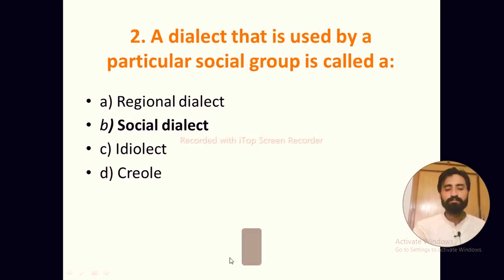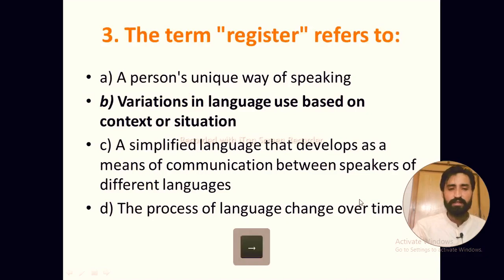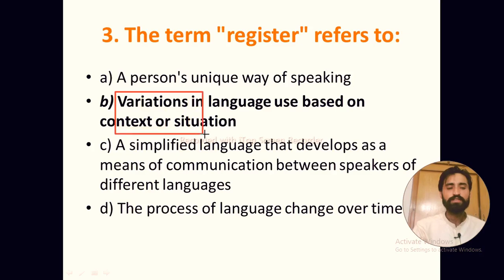The next one is: a dialect that is used by a particular social group is called a social dialect. We have already discussed it, that social dialect is the use of language by a particular group that reflects their social status. The next one that we have is the term register. Register basically is a variation in language use based on the context or situation. Simply, we can say that it is the use of language according to the situation. That is what we call register.